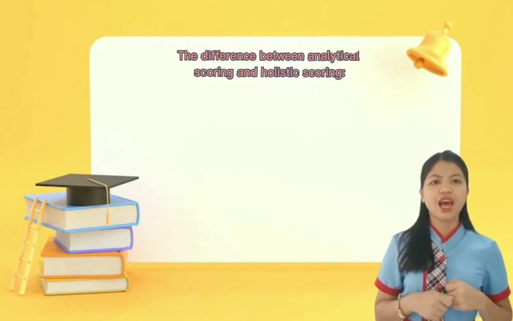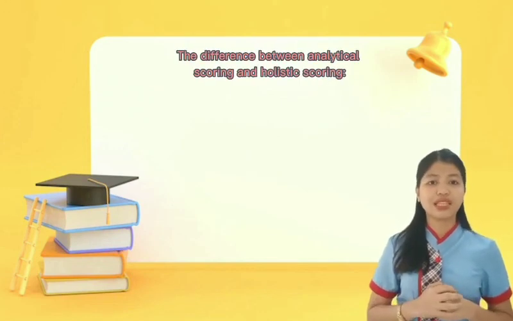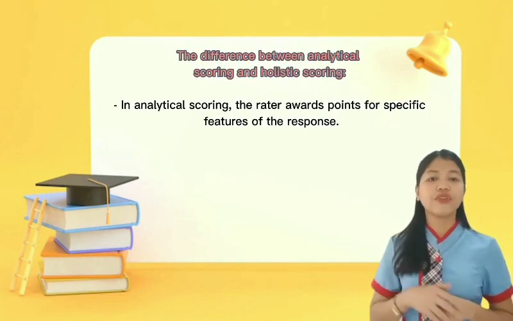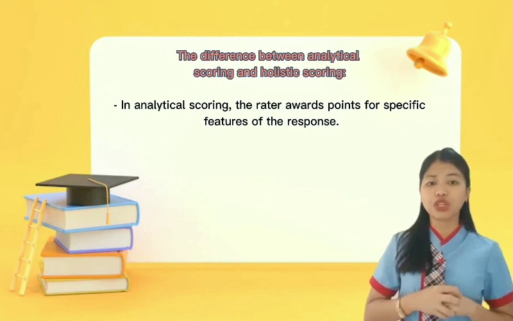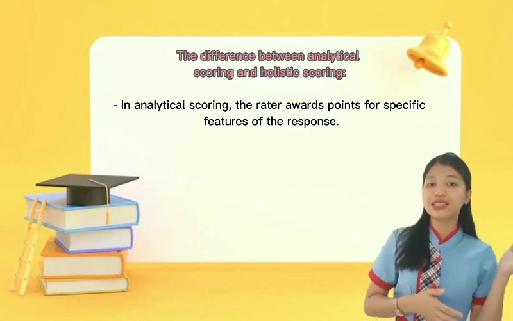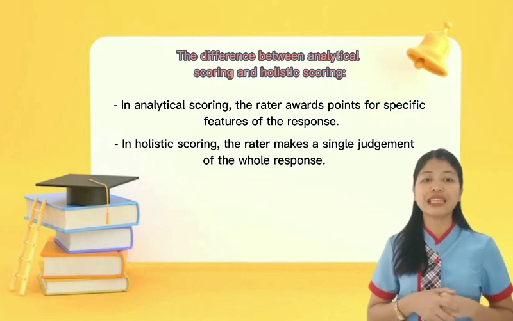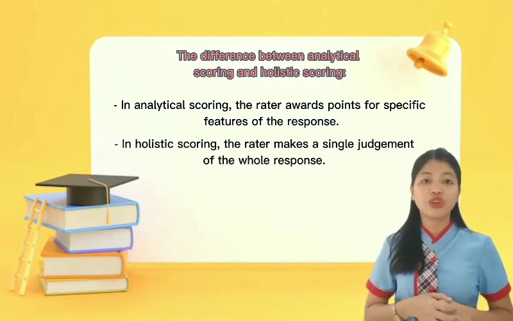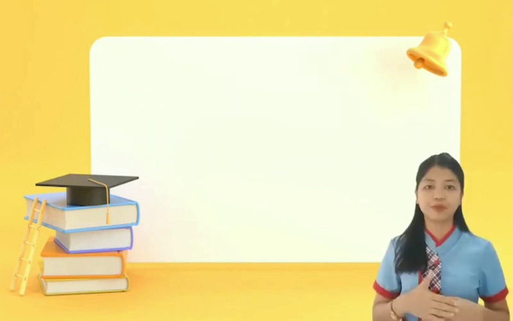But the difference between the two is that in analytical scoring, the rater awards points for specific features of the response. In holistic scoring, the rater makes a single judgment of the whole response.